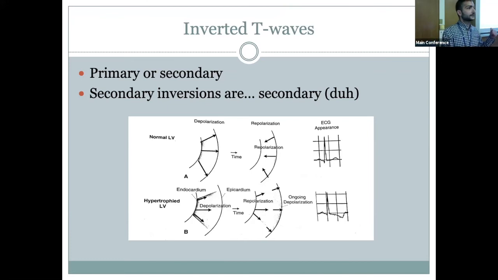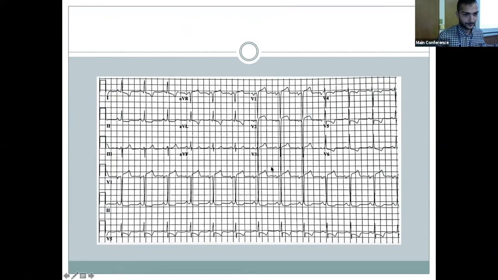This is from Martingale, her textbook on EKGs. I stole it, and I didn't give her credit, but I'm giving her credit now.